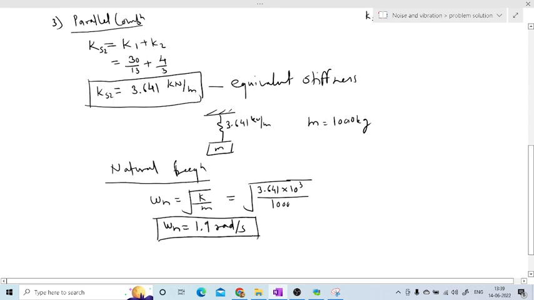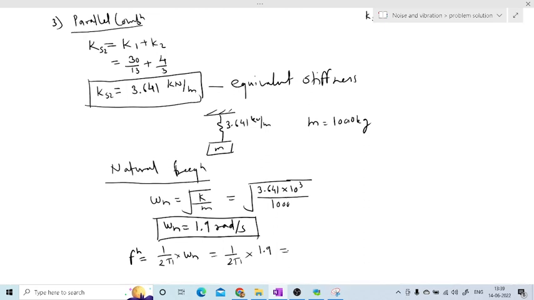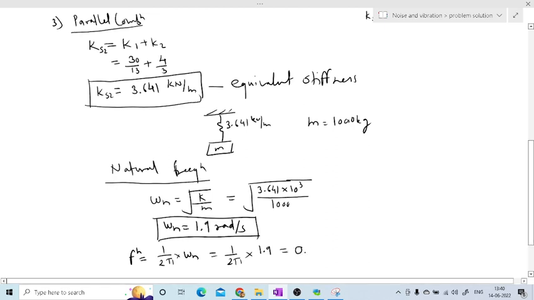And if I want the natural frequency, then fn is equal to 1 divided by 2 pi into root k by m, that is omega n. So 1 divided by 2 pi into omega n, which is 1.9, so this 1.9 divided by 2 pi, the answer is 0.3. So the answer is 0.3 hertz. So this is your final answer, that is the natural frequency.